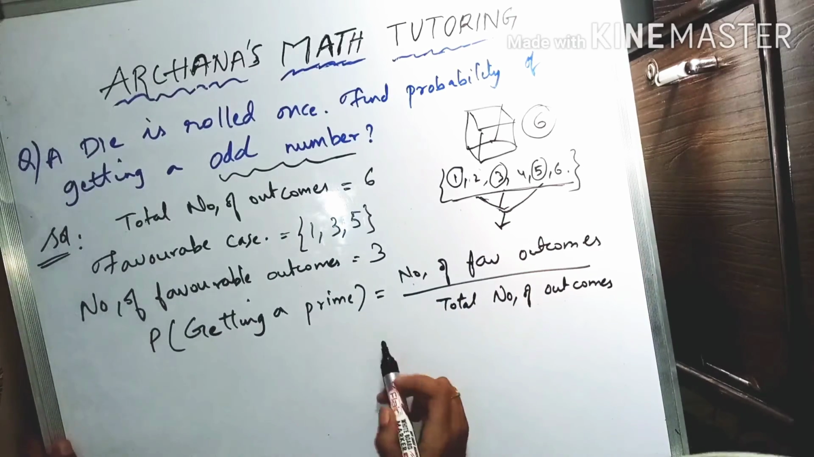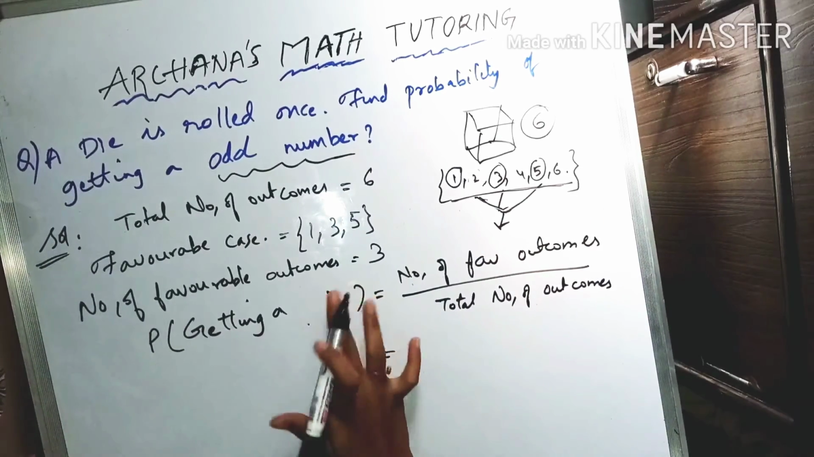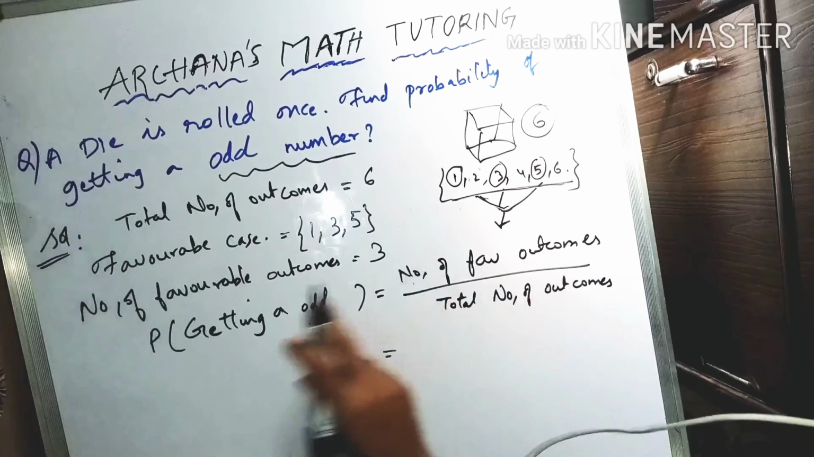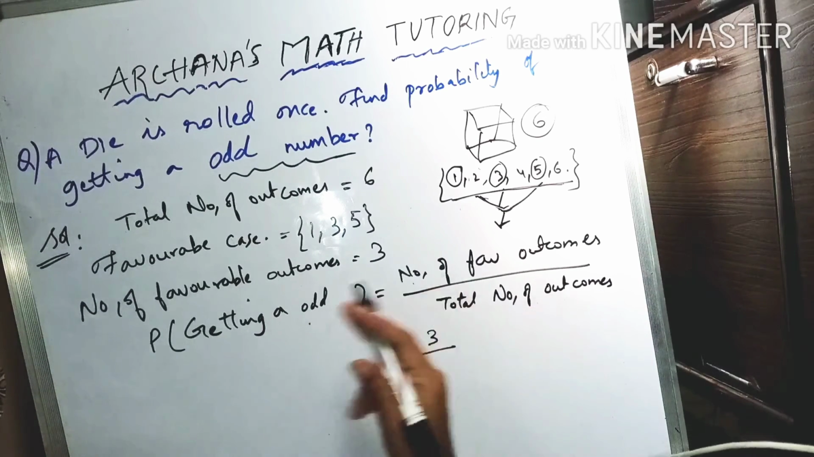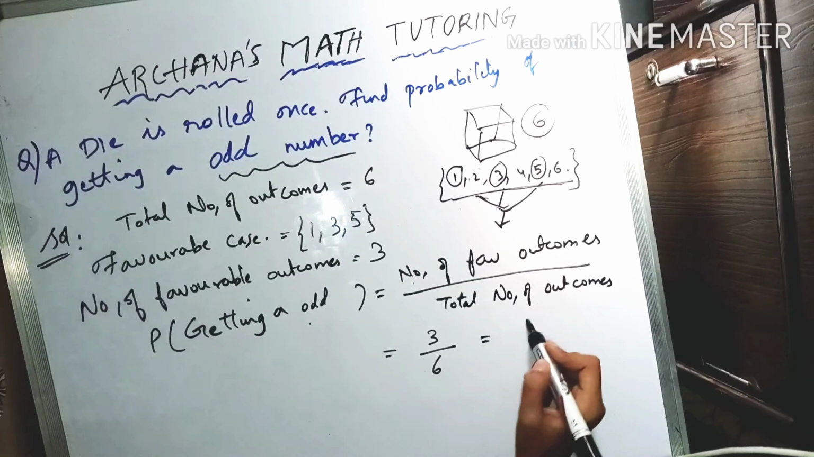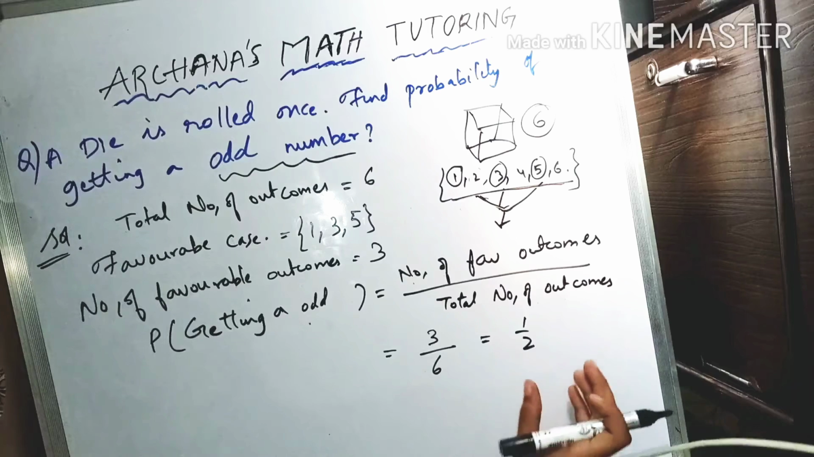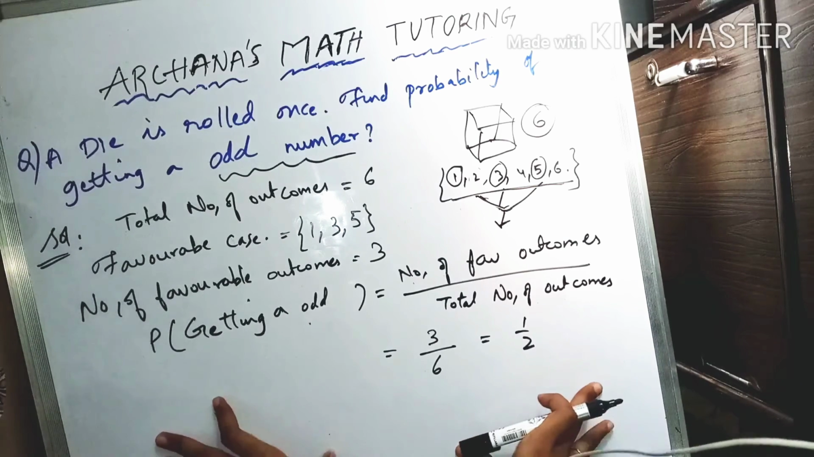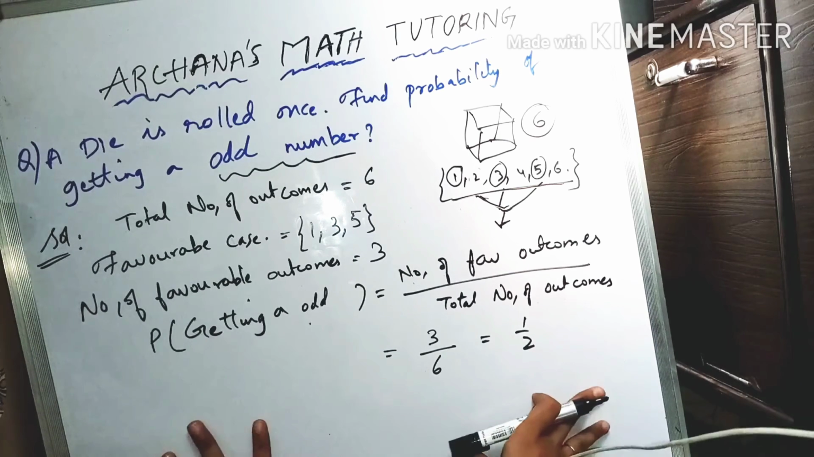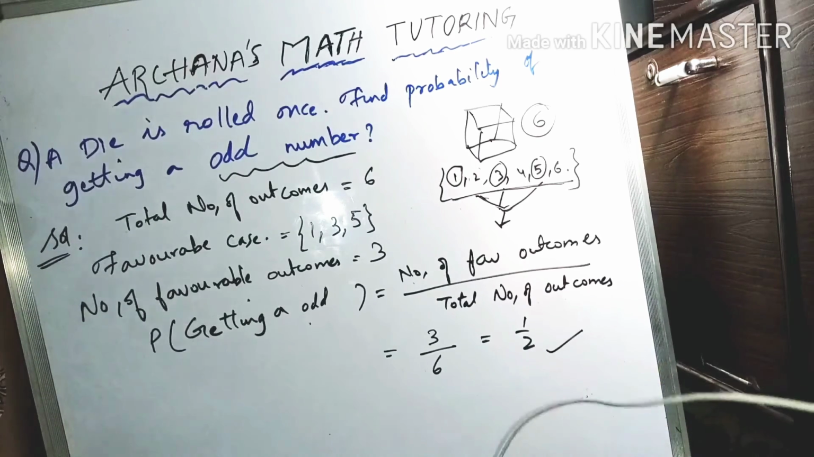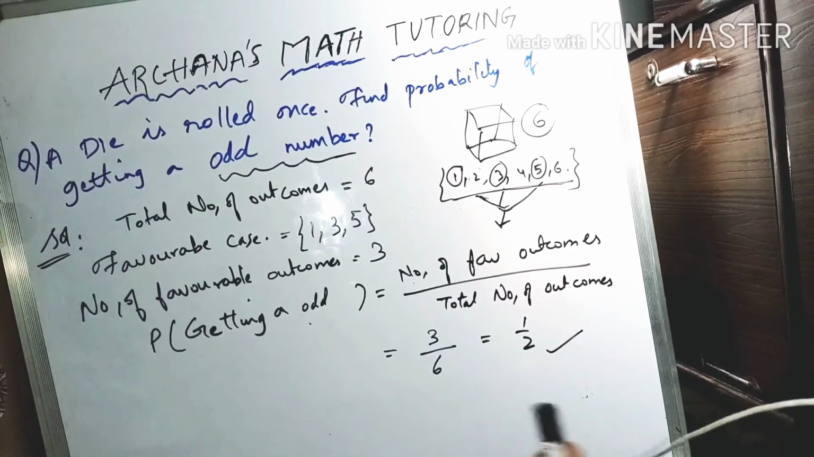So probability of getting an odd number is, number of favorable outcomes are 3 and the total number of outcomes are 6. So there is half probability because the other half of the numbers are even numbers. So exactly when we have 2 sets of values which we can divide among them, then we can say that the probability of getting them is half.